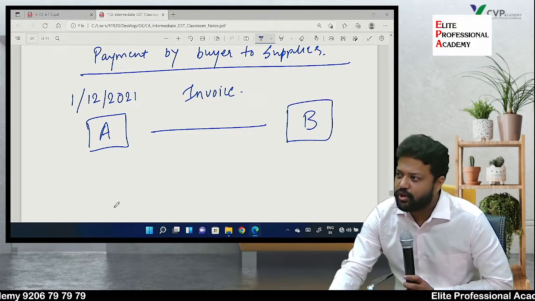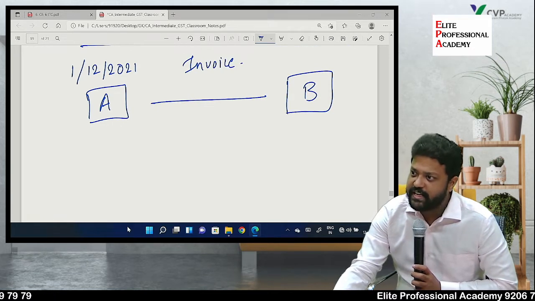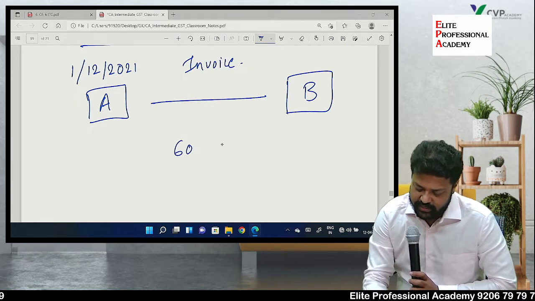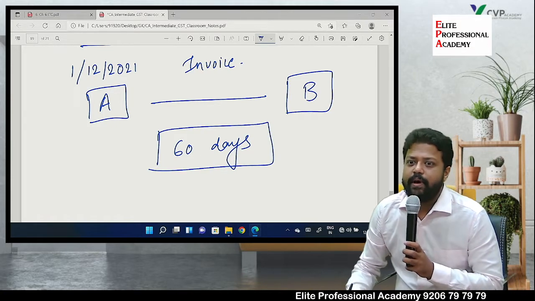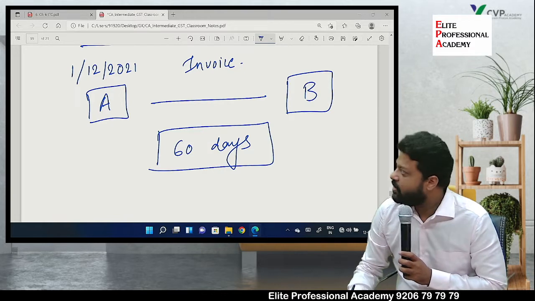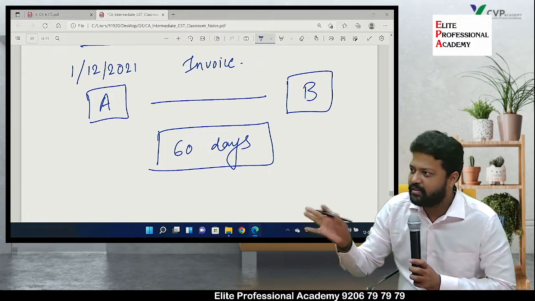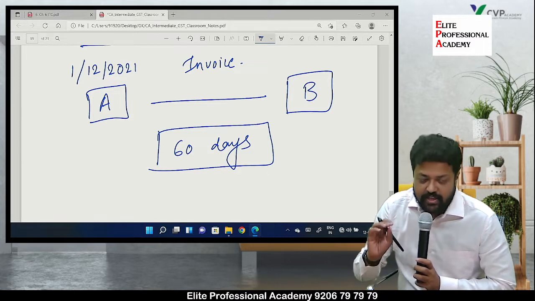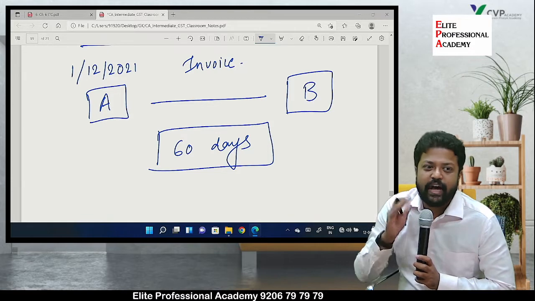Now in the purchase order, the payment terms are 60 days. Payment terms are 60 days. I am trying to do this simultaneously, don't look at it. 60 days means by which date the payment should happen against that invoice.